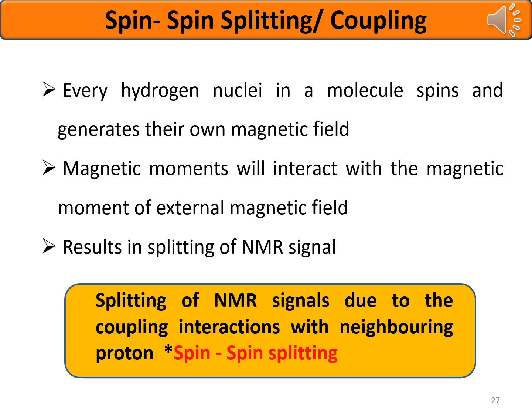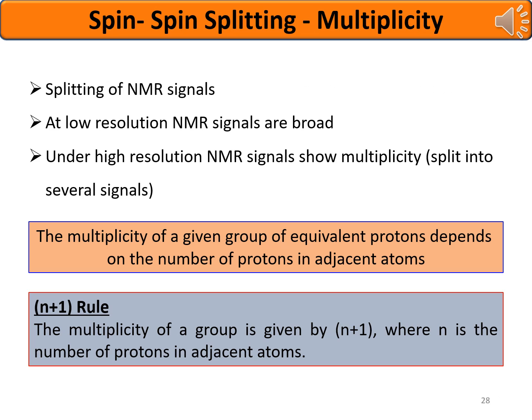Every hydrogen nucleus in a molecule spins and generates its own magnetic field. The magnetic moments of these fields can interact with the magnetic moment of the external field. This causes a splitting in the NMR signal. Thus, spin-spin splitting can be defined as a splitting of NMR signals due to coupling interactions with the neighboring proton. How will you determine multiplicity in the spin-spin splitting phenomenon?